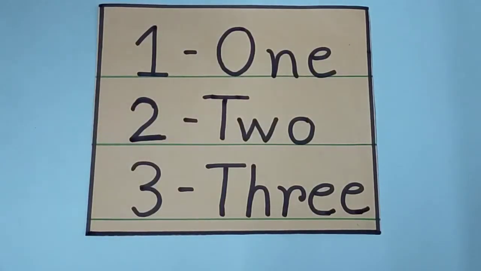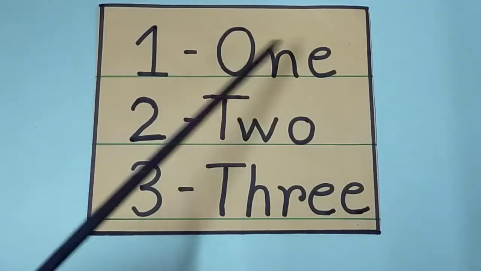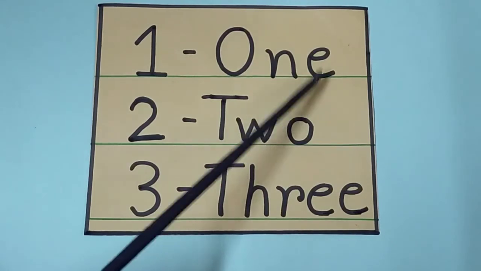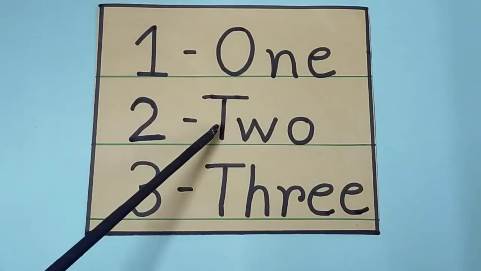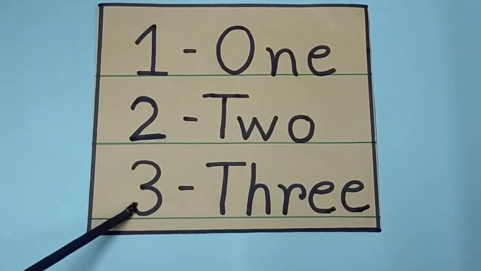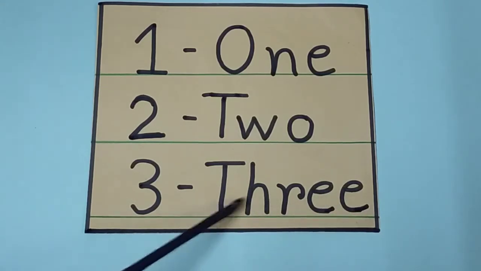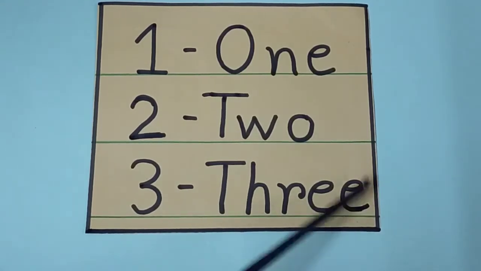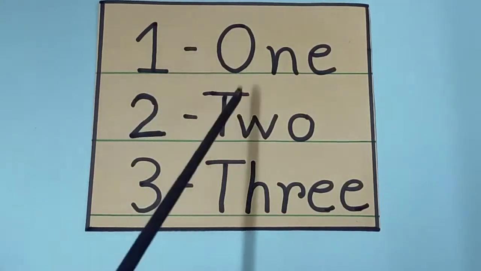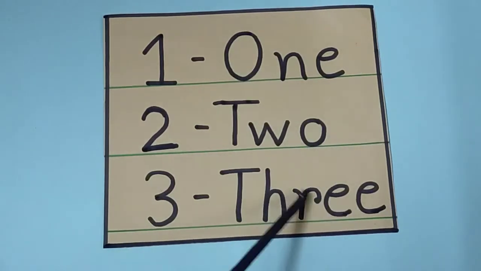Now let's revise the numbers, okay? What we learned today. 1. What is the spelling? O-N-E, 1. 2. T-W-O, 2. 3. T-H-R double E, 3. You will remember the spelling, right? Yes, you will learn these 3 numbers with the spelling, okay?